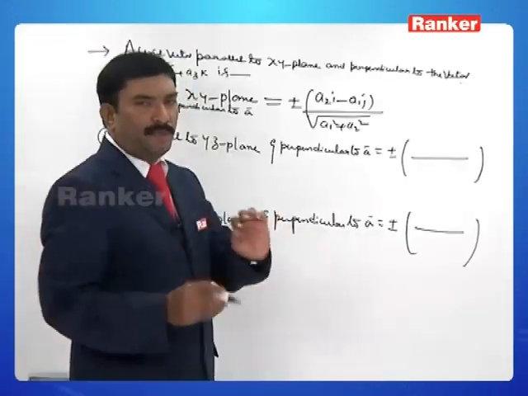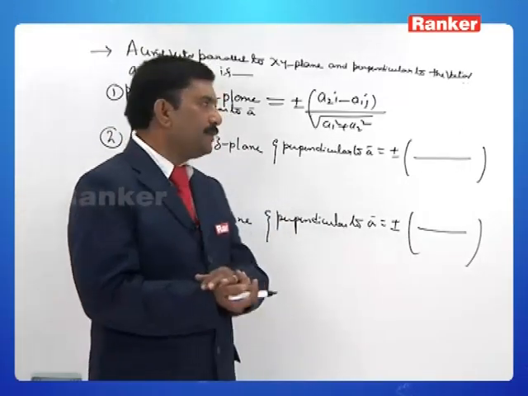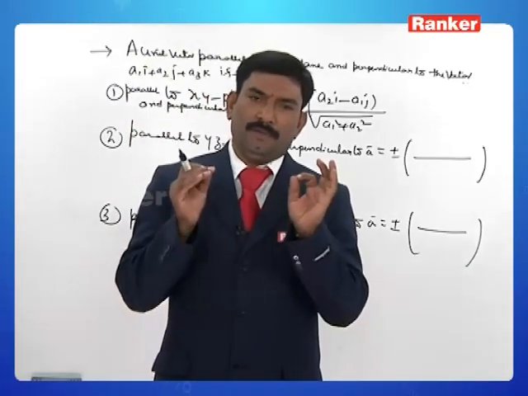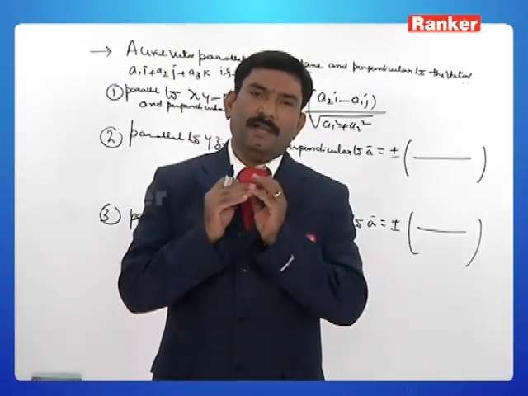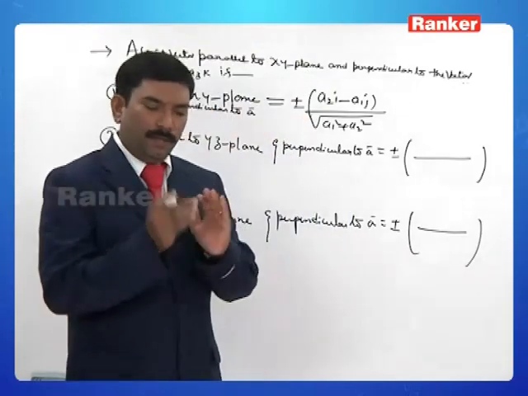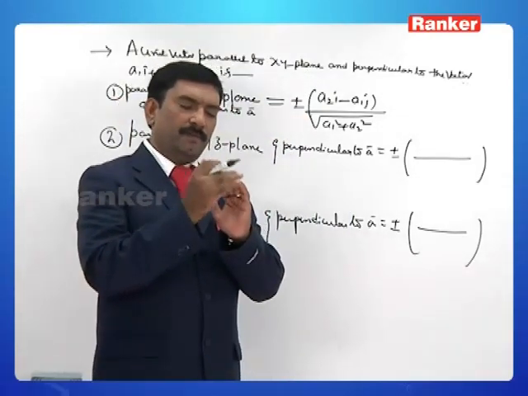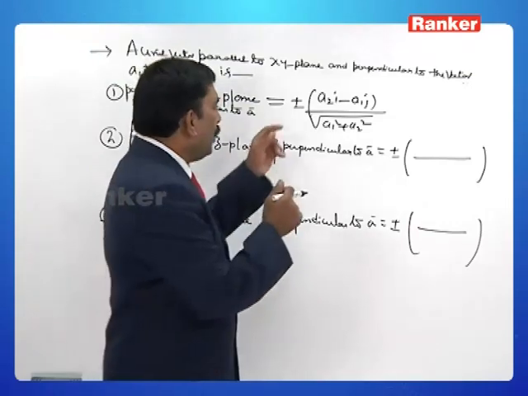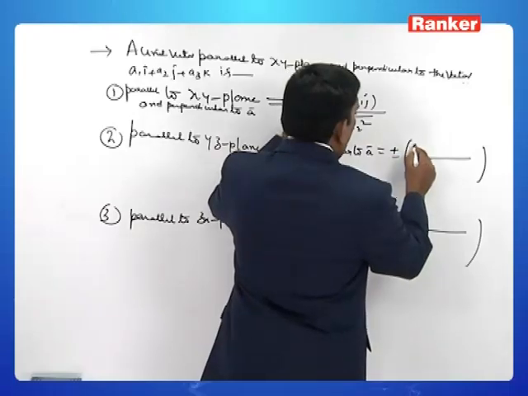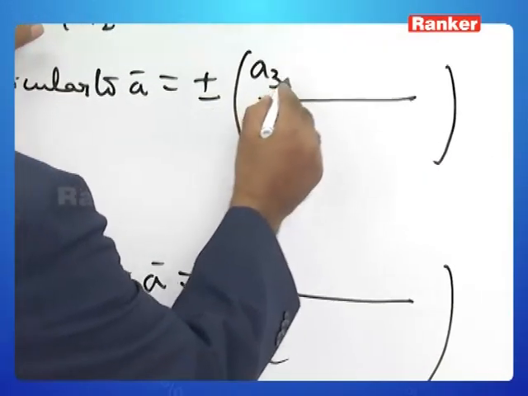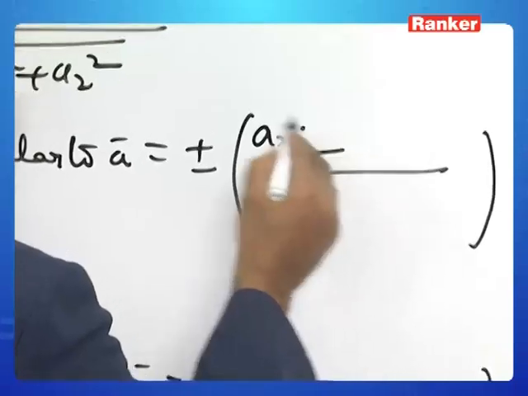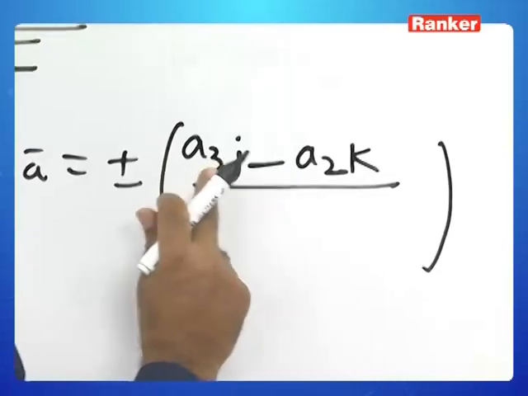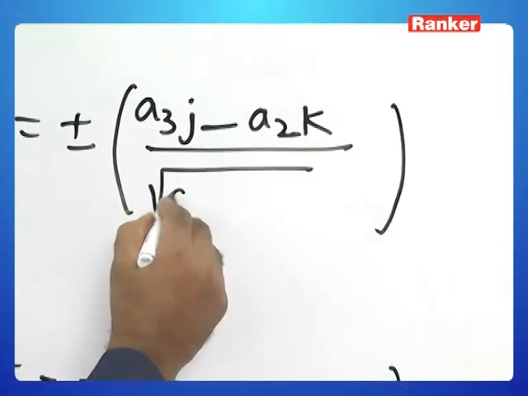Right, I told you in the cyclic order we can change. In the yz plane, the z component and y component will be there. You go in a cyclic order: A1, A2, A3. Next A2, A3. After A2 what comes? A3 comes. After i what comes? j comes. After A1 what comes? A2. After j what comes? k. Whatever the scalar components are, the same thing you write.